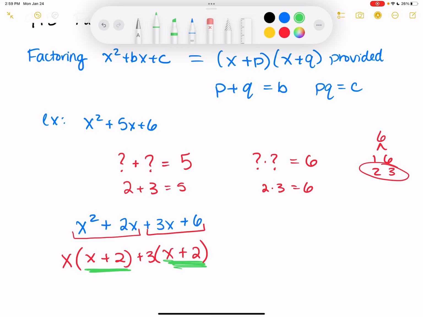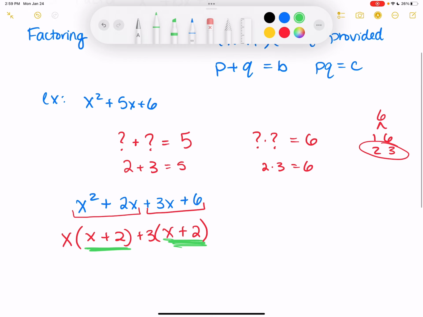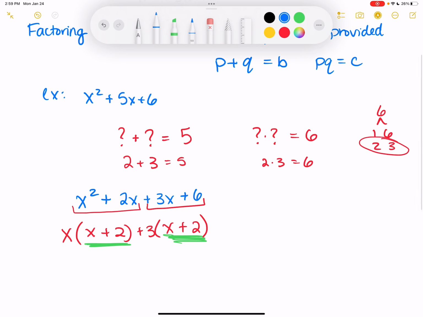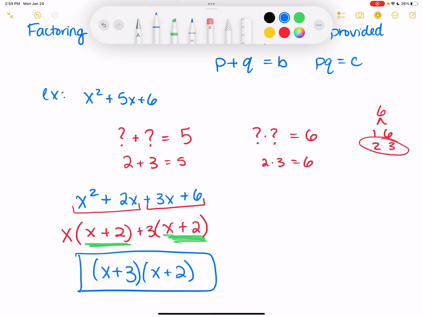It's a buddy. We only copy it down one time. Our final answer is you put the stuff that's outside together, x plus 3, and then the stuff that's together as a buddy, you write it down once, x plus 2. So this would be your final answer. If you take 3 from both, why did it go to 2? Because 6 divided by 3 is 2.